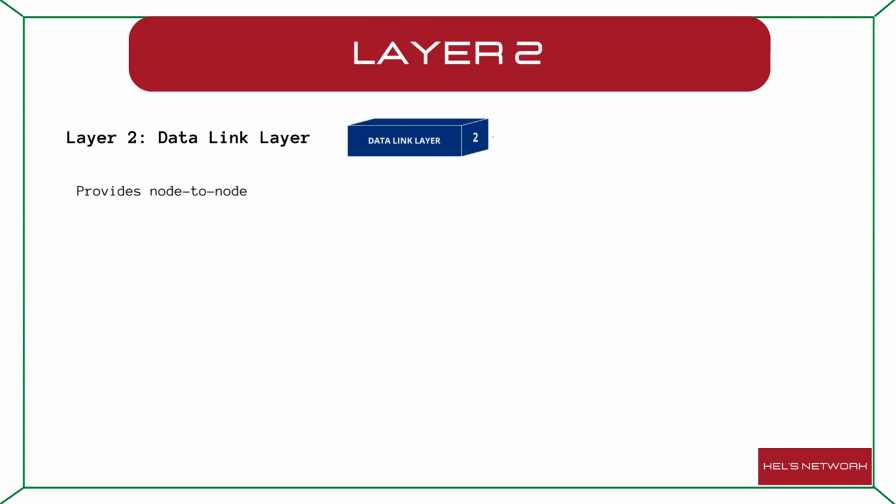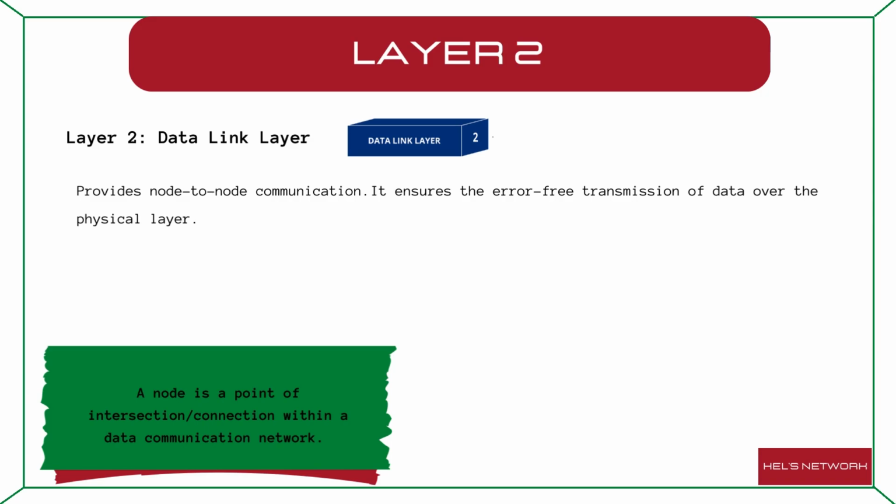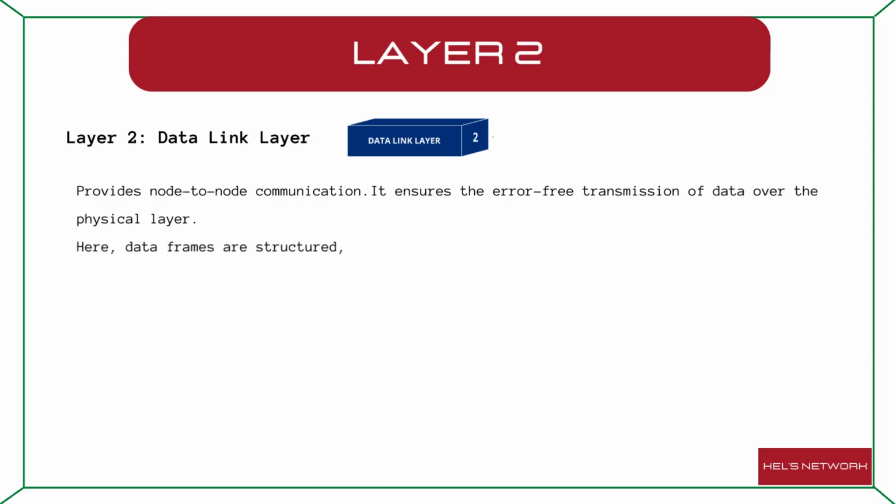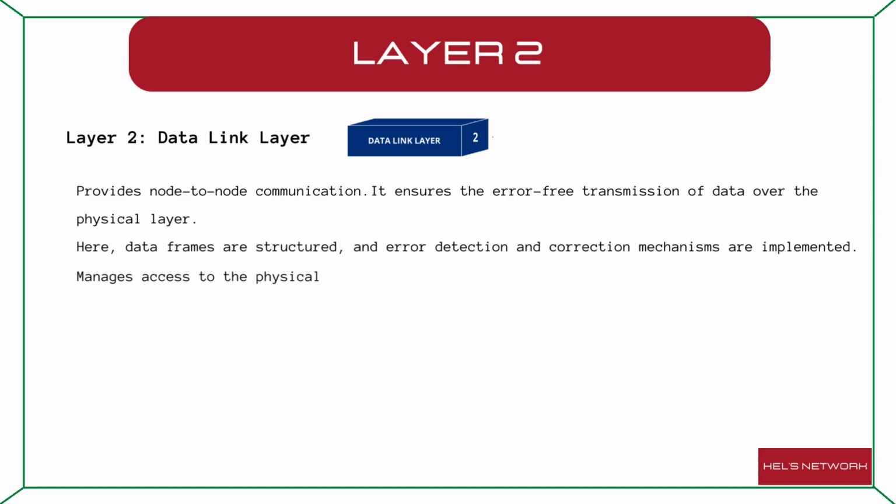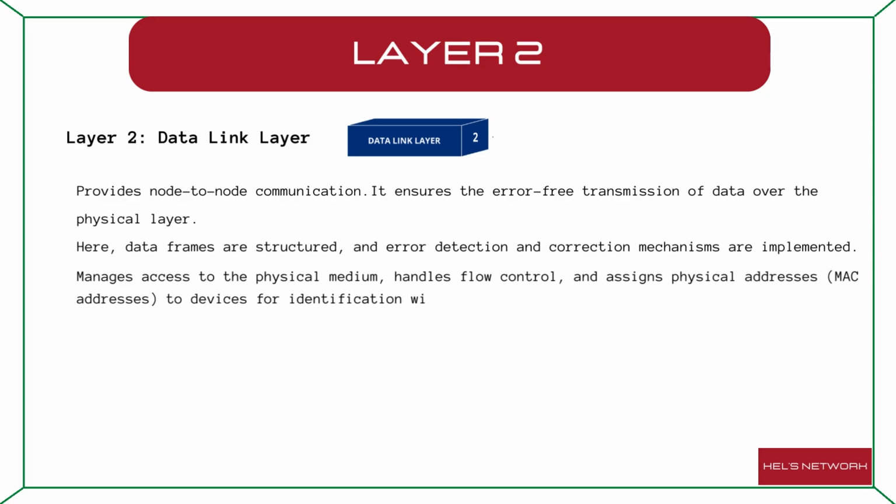Moving up, the data link layer provides node-to-node communication. It ensures the error-free transmission of data over the physical layer. Here, data frames are structured, and error detection and correction mechanisms are implemented. Additionally, this layer manages access to the physical medium, handles flow control, and assigns physical addresses, MAC addresses, to devices for identification within a local network.